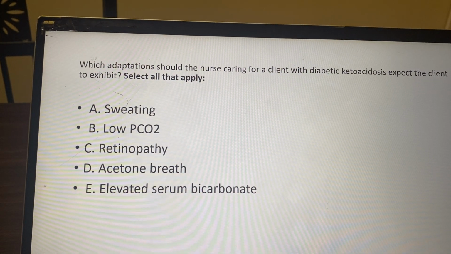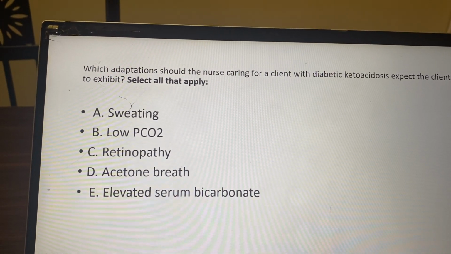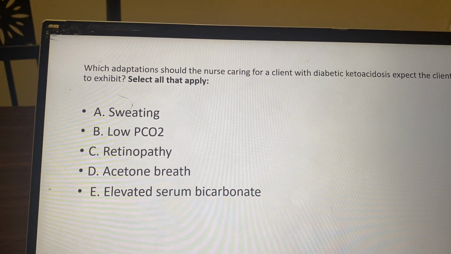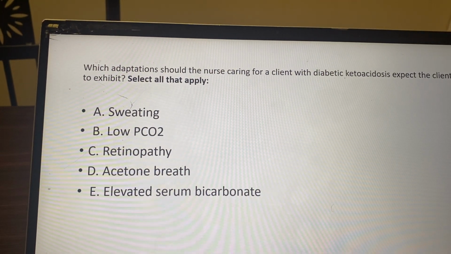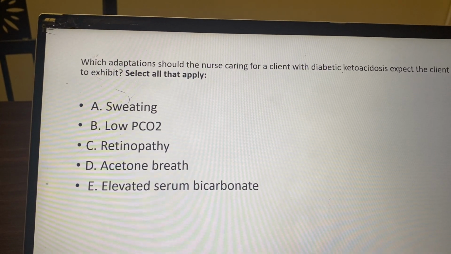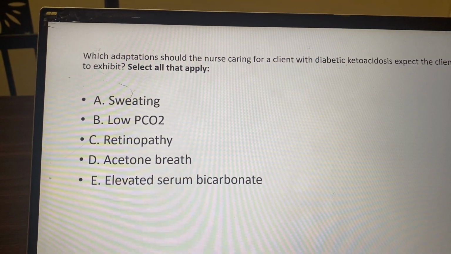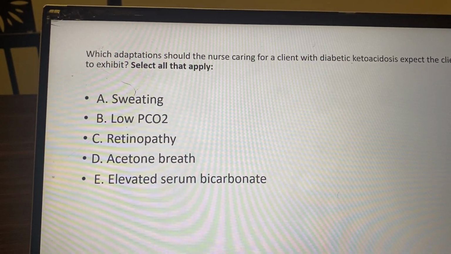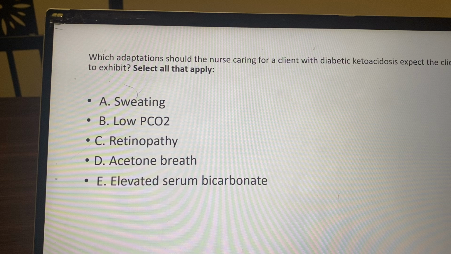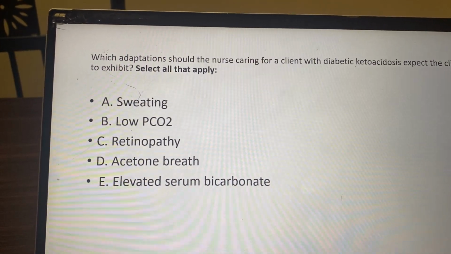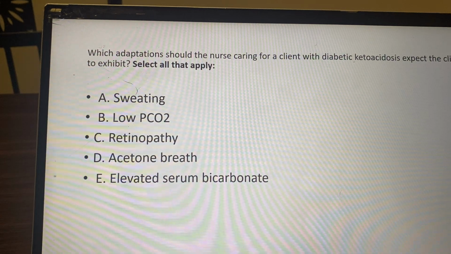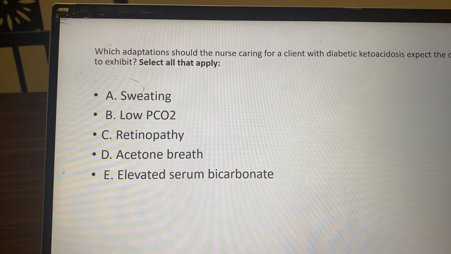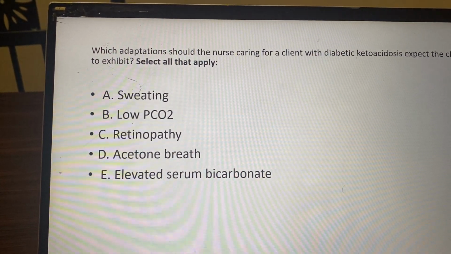So if you paraphrase this, what signs and symptoms would someone with diabetic ketoacidosis show? My keywords: adaptations, or signs and symptoms, you can go ahead and put that in, and diabetic ketoacidosis. Select all that apply. So what do you need to know the difference between? You need to know the difference between hypoglycemia and hyperglycemia. Let's look at our answer selections. We know we're going to be selecting definitely one, if not more. So A is sweating, low PCO2, retinopathy, acetone breath, elevated serum bicarb. Go ahead and make your selections.